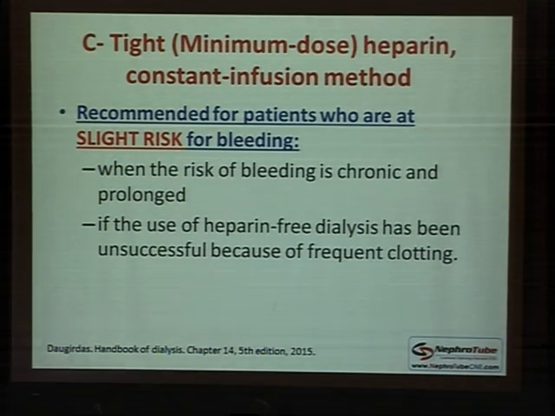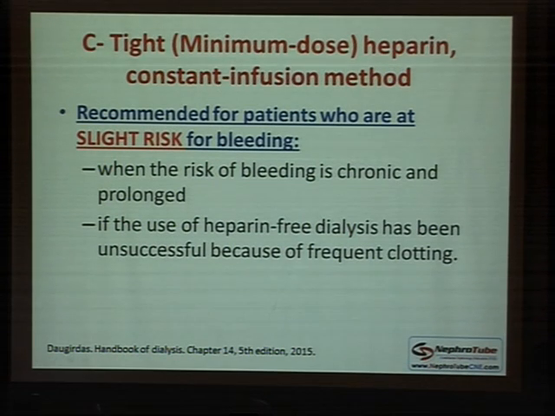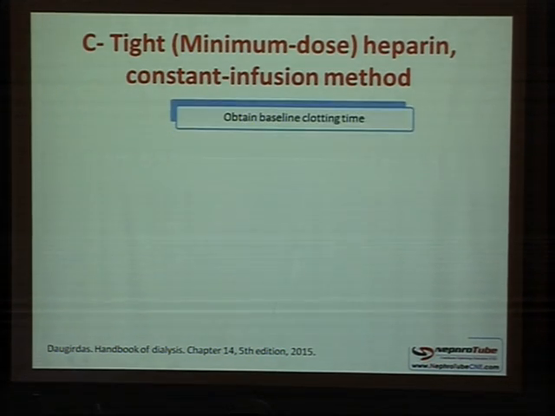Its indication is mainly in patients who are at slight risk of bleeding. Actually, if there is a slight risk of bleeding or moderate to severe, we prefer mainly to avoid heparin as anticoagulant. So it is mainly used in patients with slight risk for bleeding.